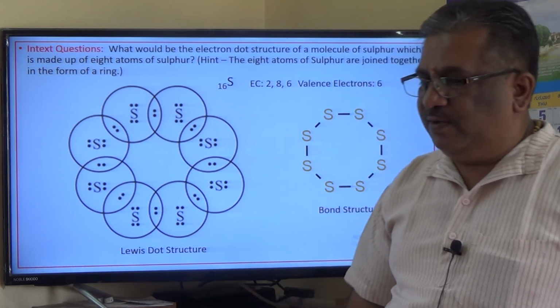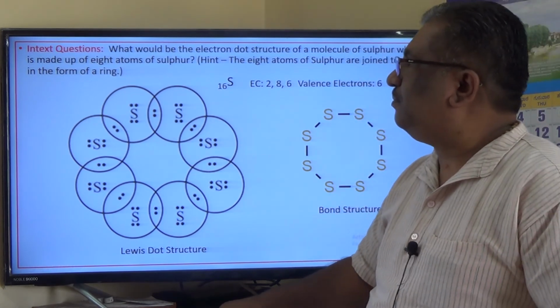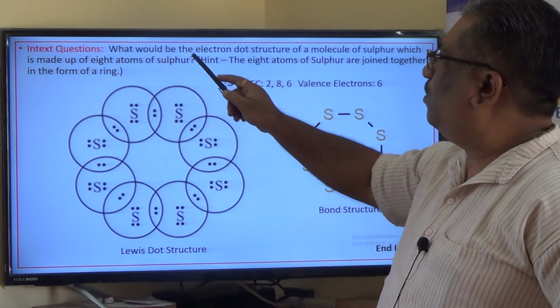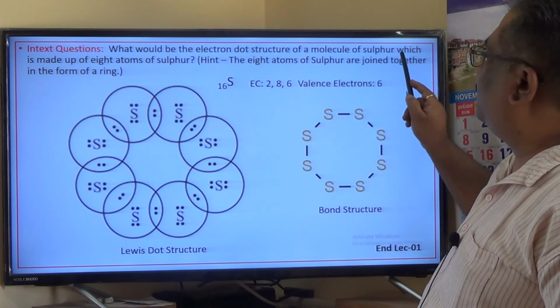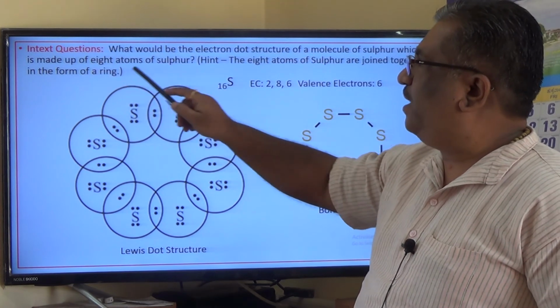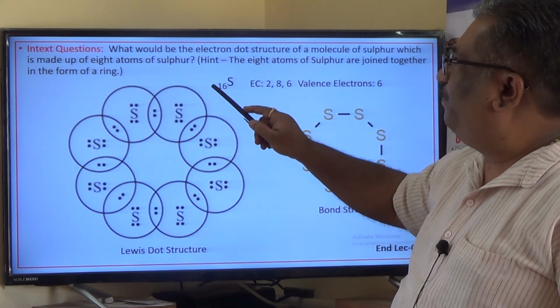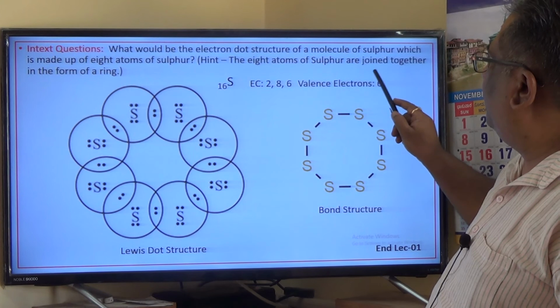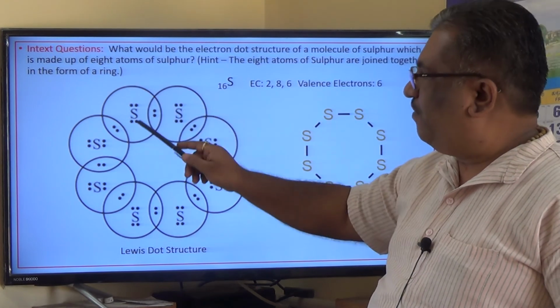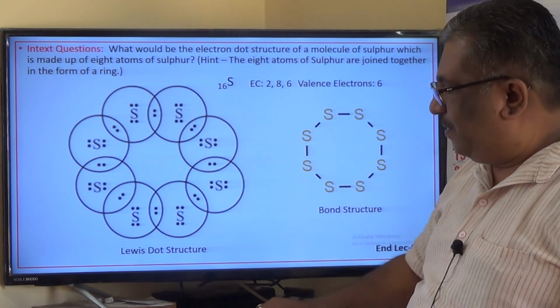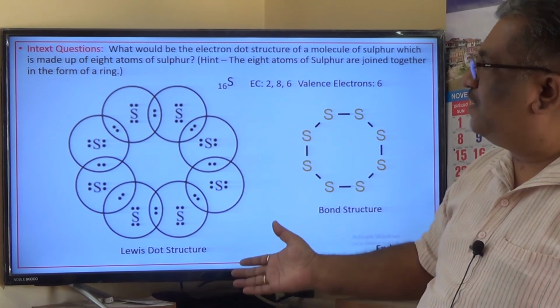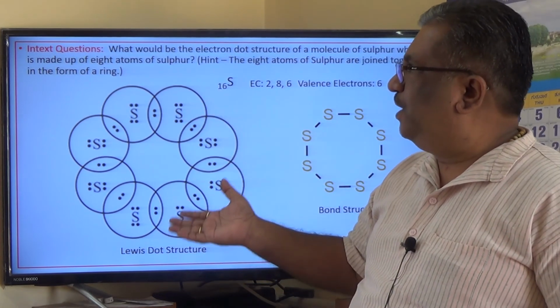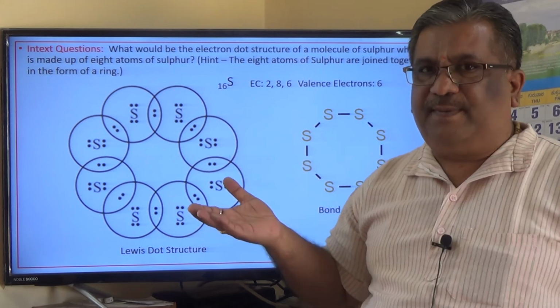Sulfur S8 molecule, in-text question. What would be the electron dot structure of a molecule of sulfur which is made up of 8 atoms of sulfur? The 8 atoms of sulfur are joined together in the form of a ring. It forms a ring structure. So I'll discuss the formation of the sulfur molecule, which involves 8 atoms, on the board.